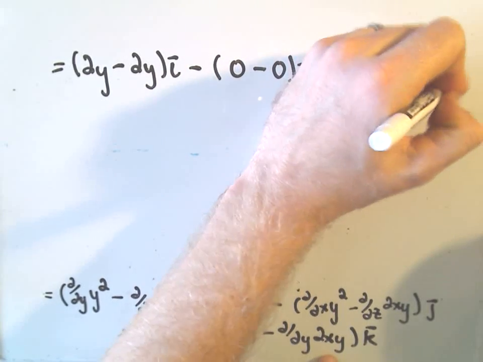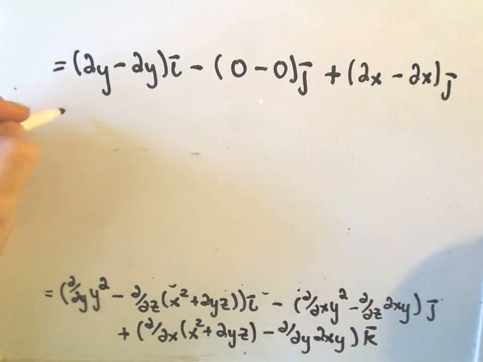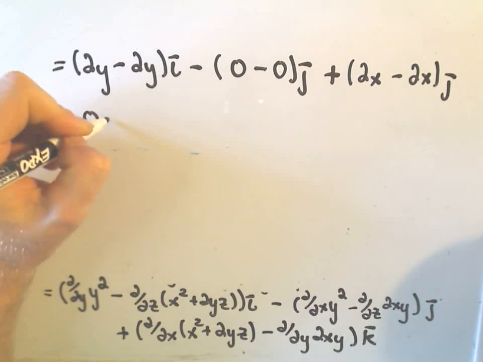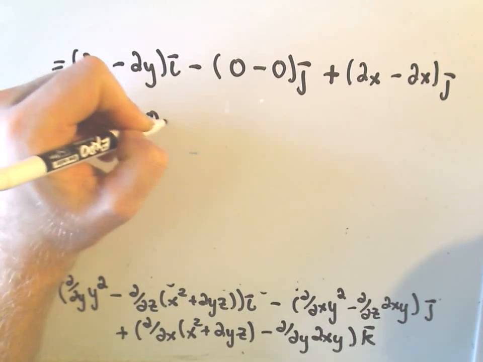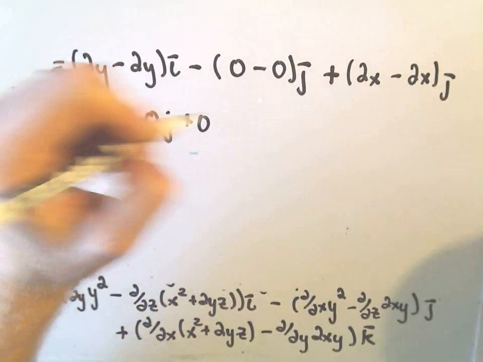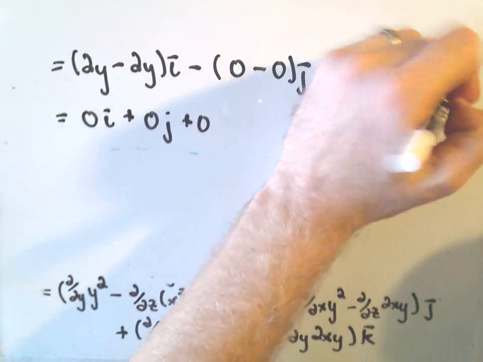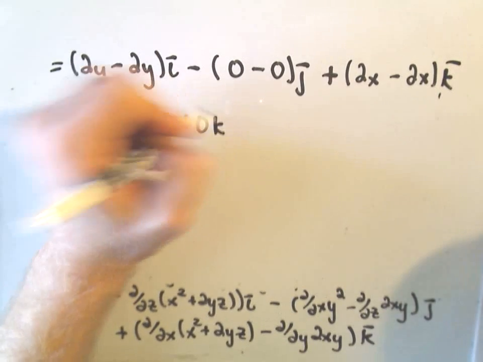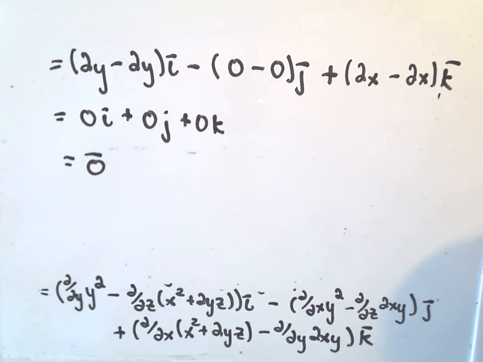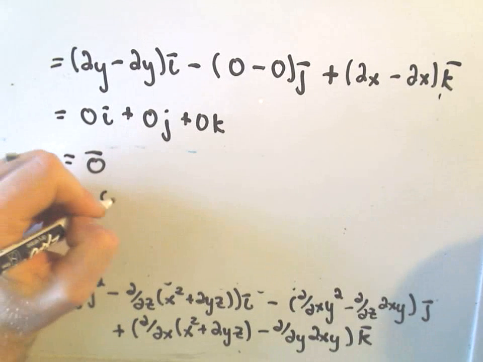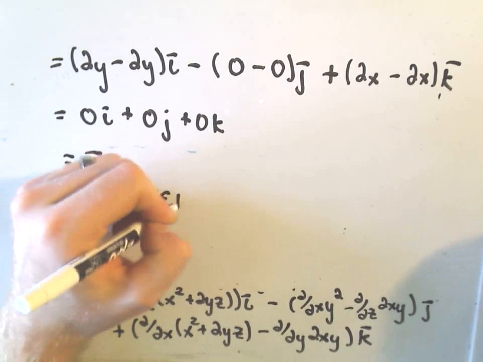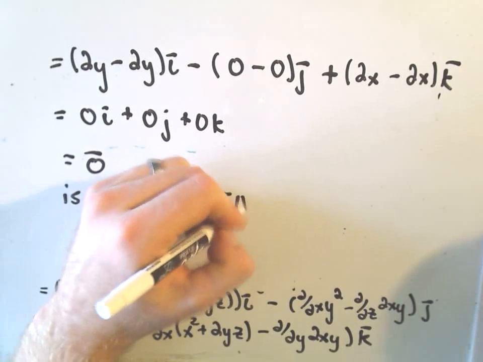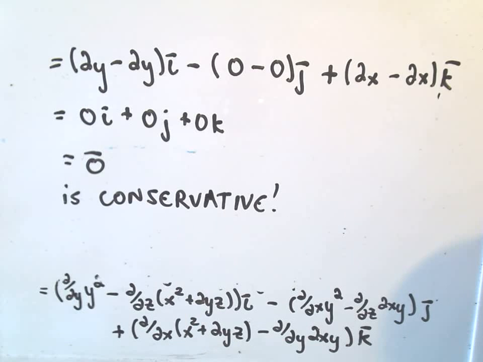And hey, everything cancels out, and that leaves us with 0i plus 0j plus, oops, I wrote j up there, it should be a k, plus 0k. That's the 0 vector, so our curl of our vector field turned out to be 0, and in fact it is conservative. So that's pretty much the procedure to show if a vector field on R3 is conservative.